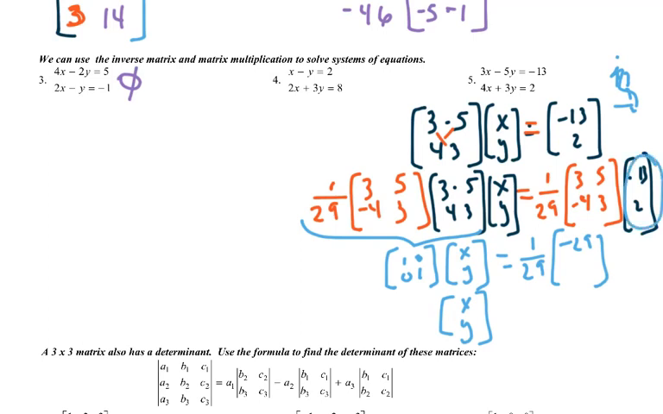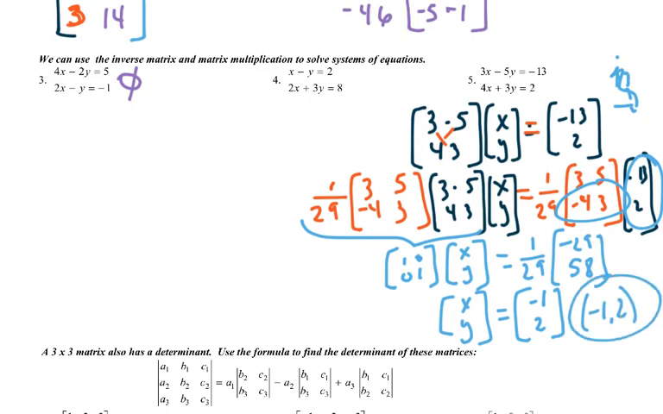52, I'm multiplying here and here. 52 plus 6, isn't that 58? And if I distribute my 1/29th, I get -1, 2. So my ordered pair that solves the system is -1, 2.